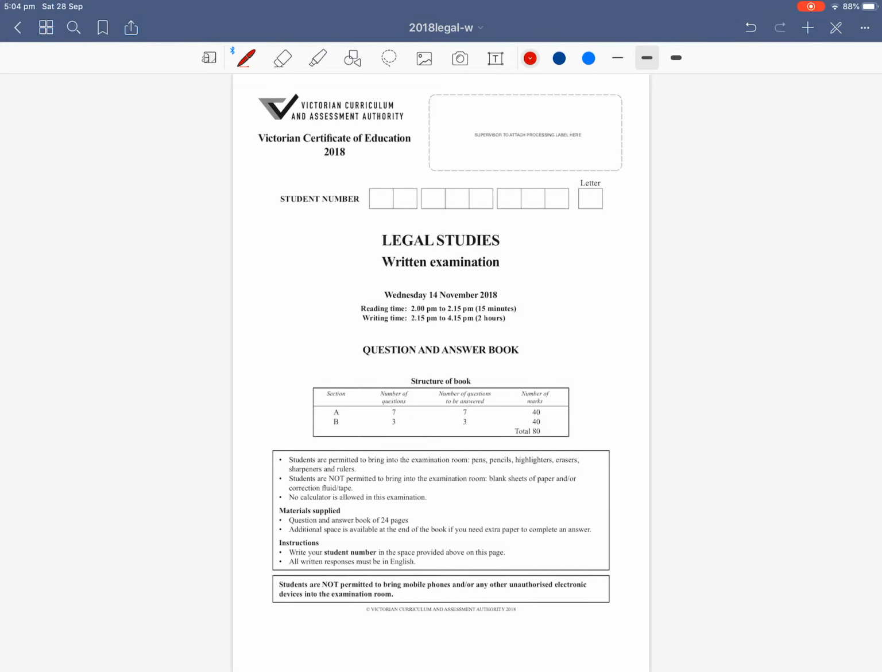Hey everyone, so I'm just going to very quickly go over the legal studies exam of last year, and take you through the structure of the book and how you should be viewing these questions as you're doing practice exams leading up to your exam in November, as well as how you should be revising.